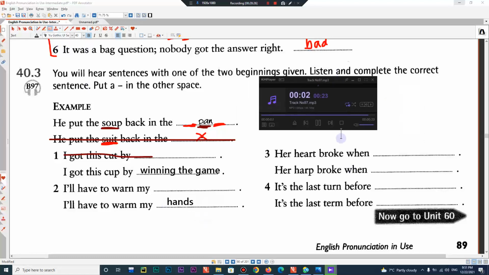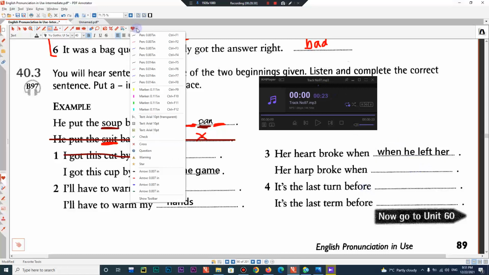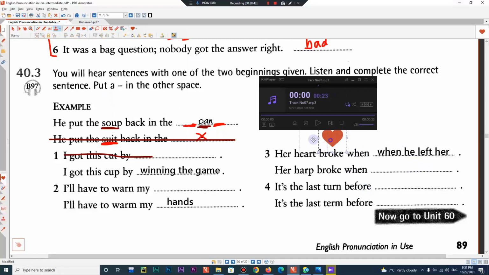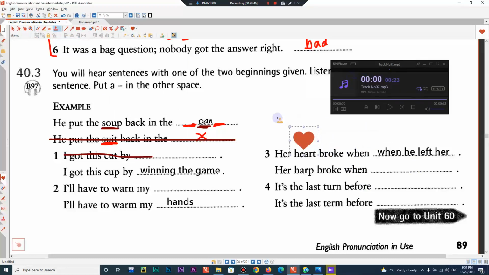3. Her heart broke when he left her. So when he left her, her heart broke. And we're talking about heart. So yeah, this is a heart. We're not talking about harp, we're talking about heart. So her boyfriend left her and she was sad. Her heart broke. So we're not talking about harp. We don't need this one or this one. I mean, we don't need these sentences. We should ignore them, basically.